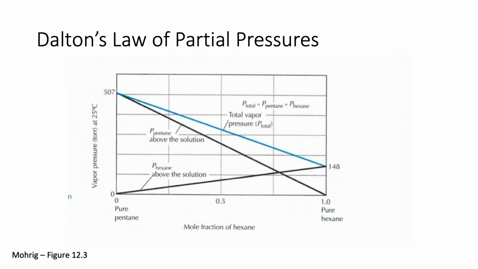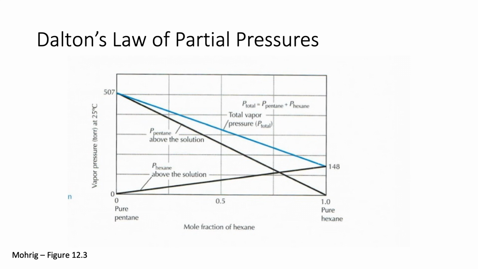And then Dalton's law of partial pressures says that the total pressure of a gas is going to be equal to the sum of the partial pressures. So if you can figure out your partial pressures using Raoult's law, then if you have a mixture of pentane and hexane, and this was taken from your textbook if you want to look this up, it's in Mohrig, figure 12.3. Chapter 12 is all about distillation, so that's a good resource for this lab in particular.